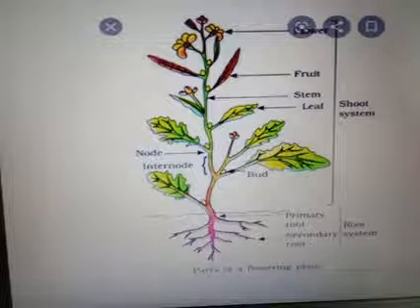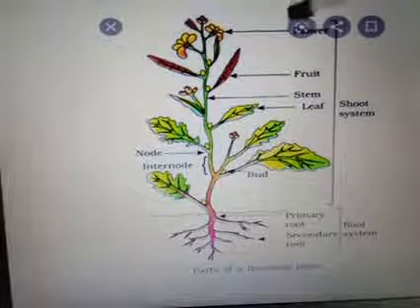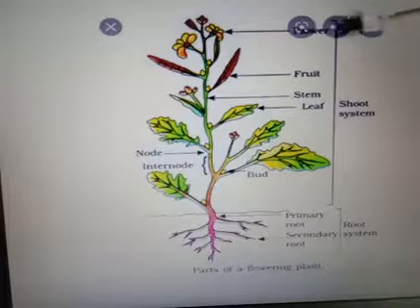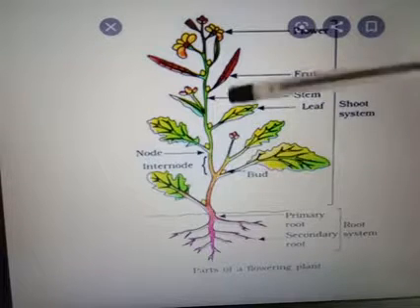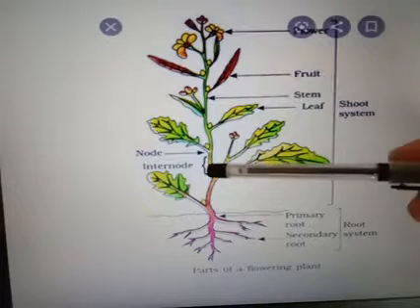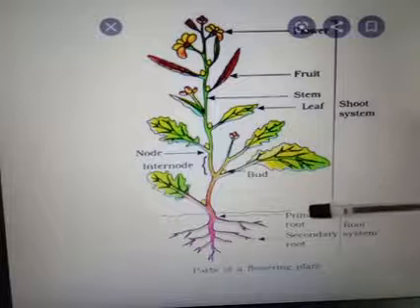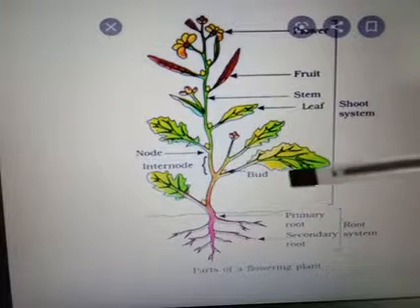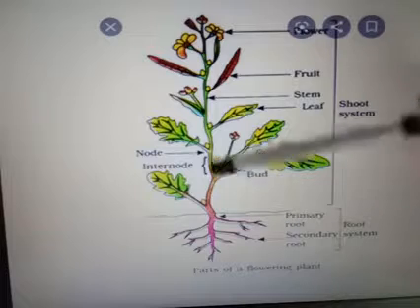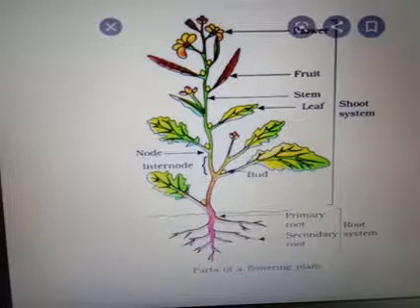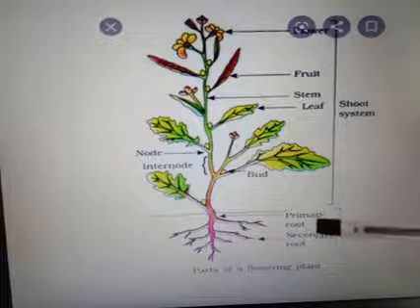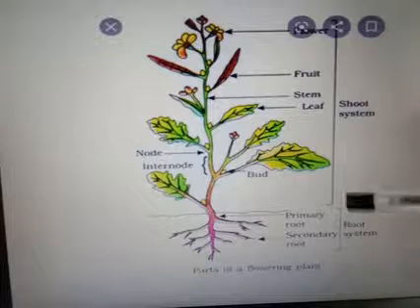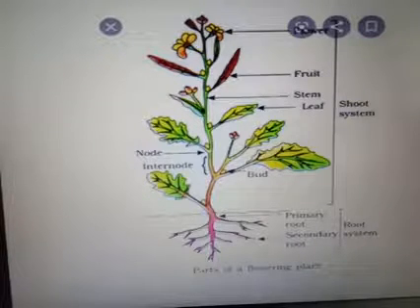When we are observing a plant, we can see flower, fruit, stem, leaf, bud, node, internode, then primary root and the secondary root. The portion seen above the ground level or above the soil is known as the shoot system, and the portion which is growing below the soil is the root system.